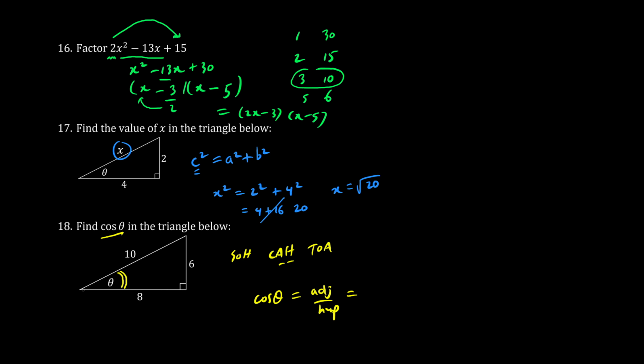What is your adjacent? Your adjacent is the side beside you. It's the 8 beside the angle. How do we know that 10 is not the adjacent? It's because 10 is already taken as the hypotenuse. The longest side, the hypotenuse, is always opposite the right angle. So the answer is 8 over 10. And of course, you can reduce. The answer is also considered 4 over 5.